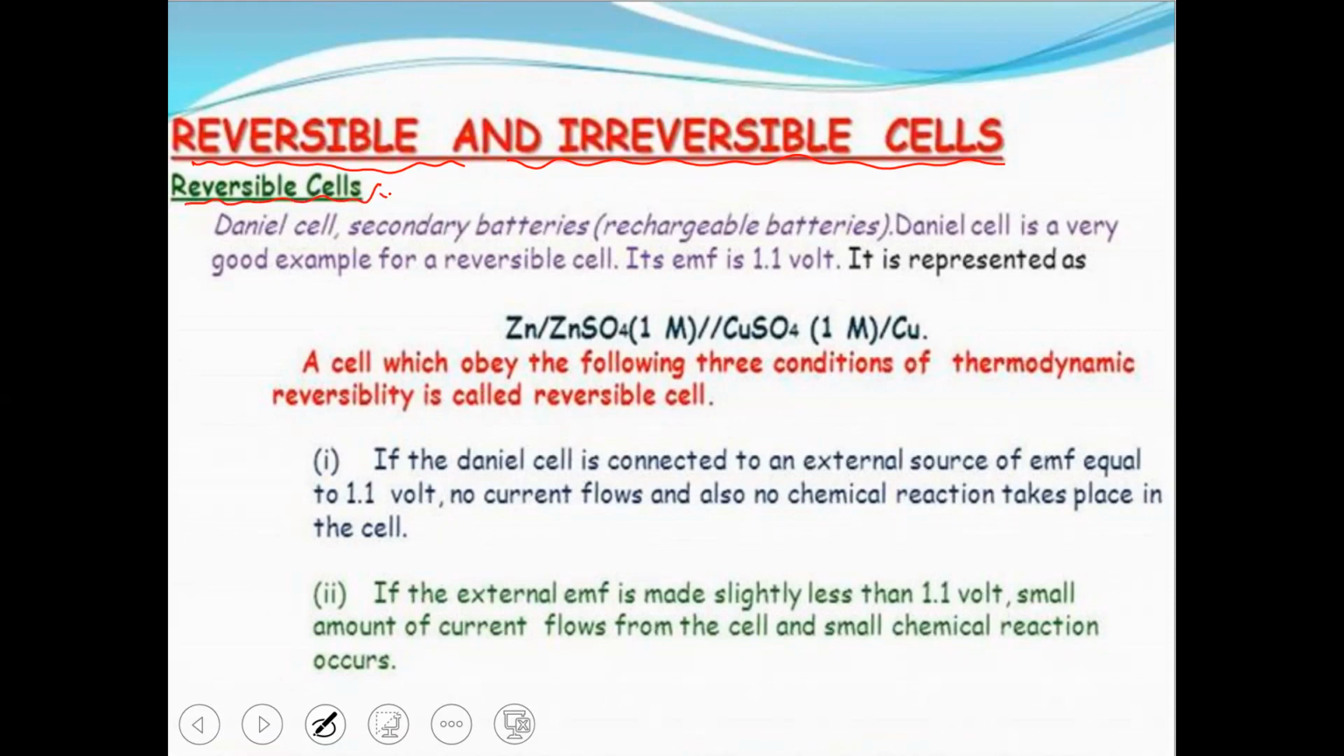So here the best example for the reversible cell is the Daniell cell and the secondary batteries, that means rechargeable batteries. So that come under the reversible cells. In these two examples, the Daniell cell is a very good example for the reversible cell.